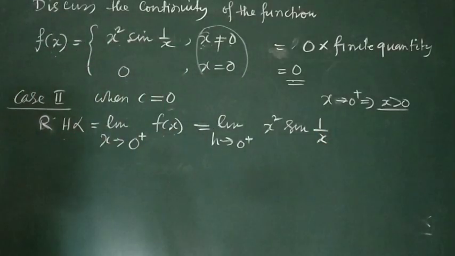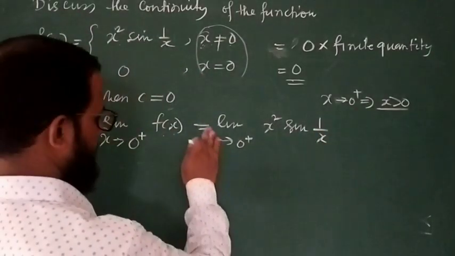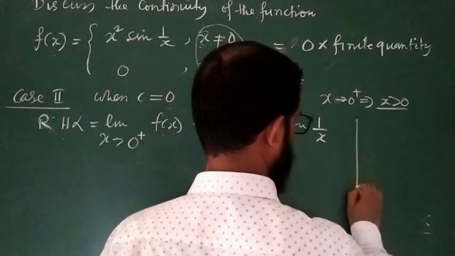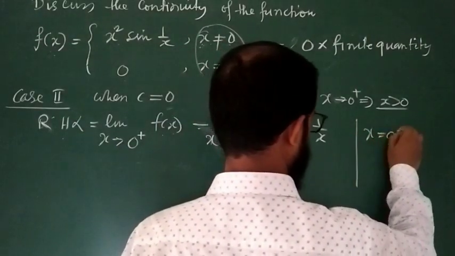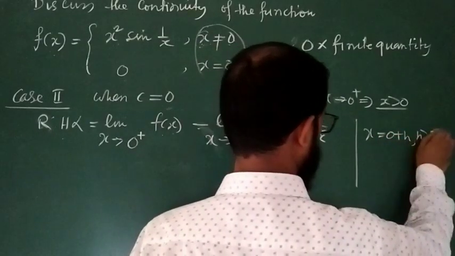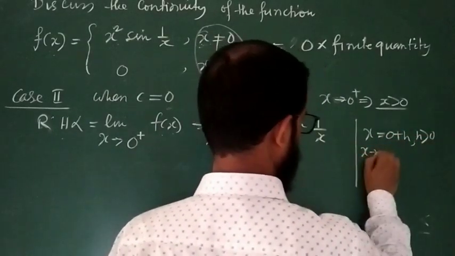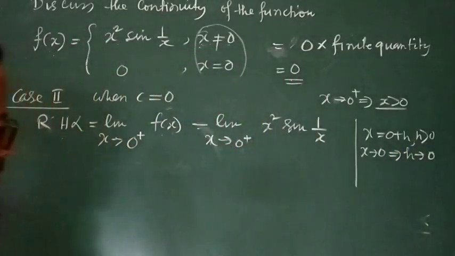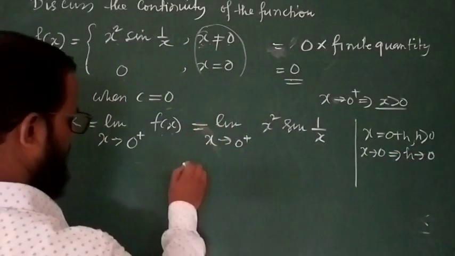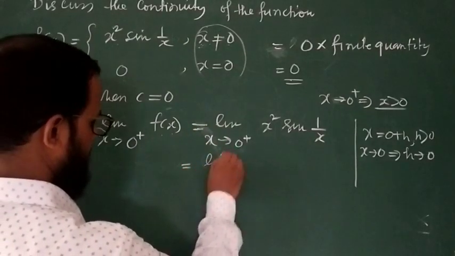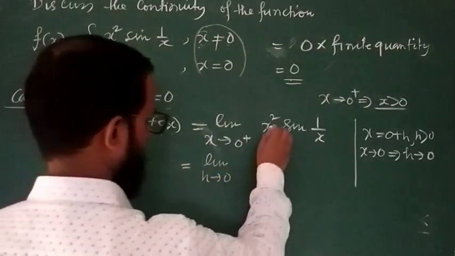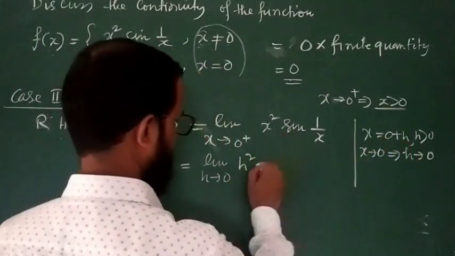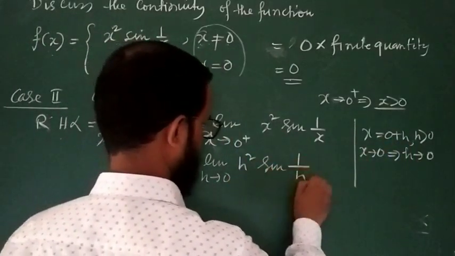Now the same process. I'm sorry, this is x tends to 0 plus, which means you can take x equal to 0 plus h, where h is positive. x tends to 0 means h tends to 0. You all know this. And this is equal to limit h tends to 0, where x square can be replaced by h square, and this is sin 1 by h.